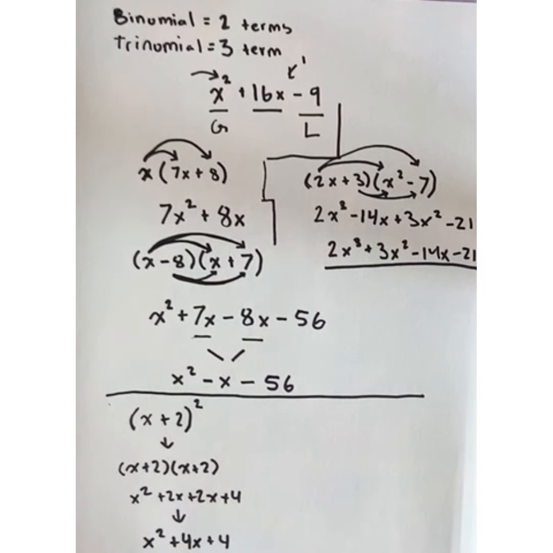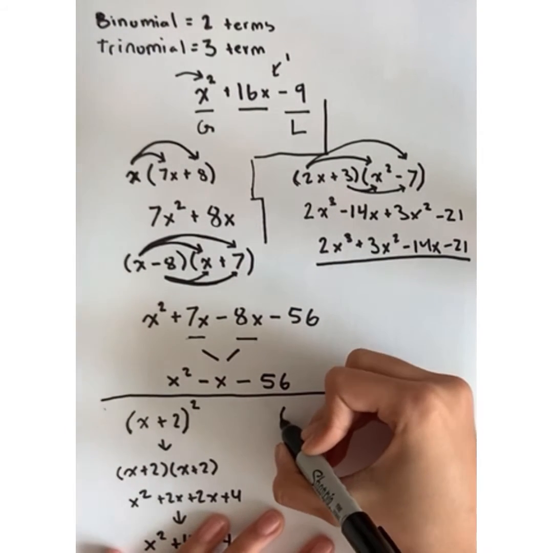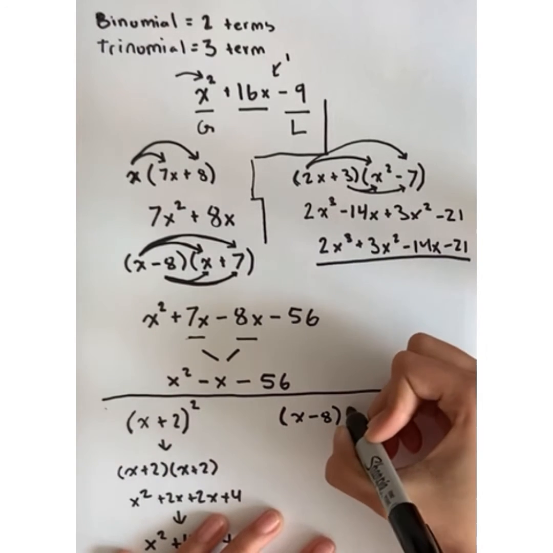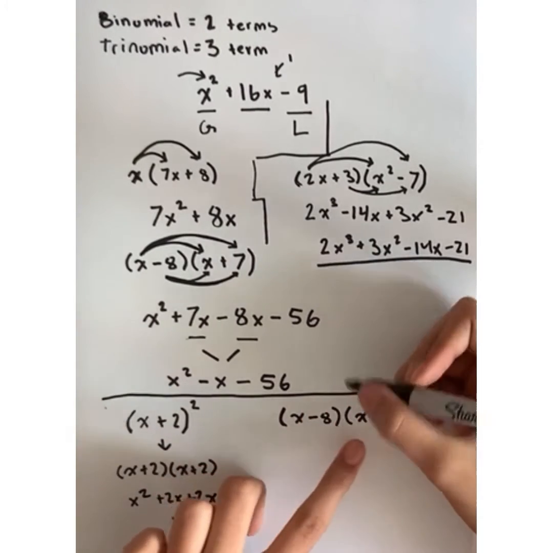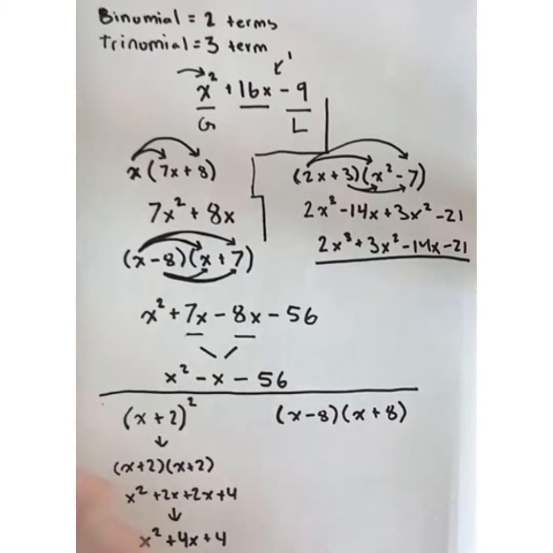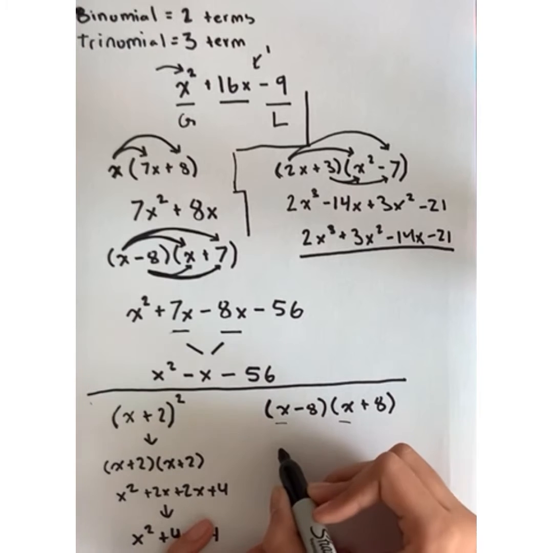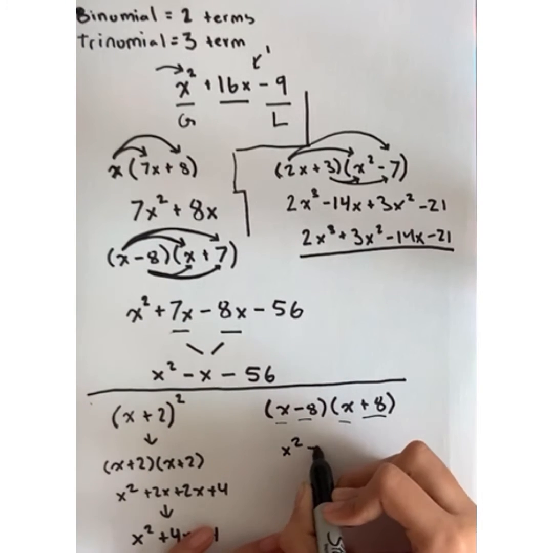Today is just that. And another thing, if you see something like x minus 8 times x plus 8, and if it's the other way around, x plus 8 times x minus 8, same difference, you know, commutative property. You can just do this. x times x equals x squared. Negative 8 times 8 equals minus 64.